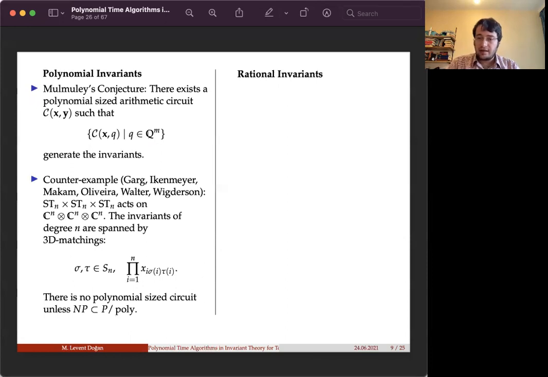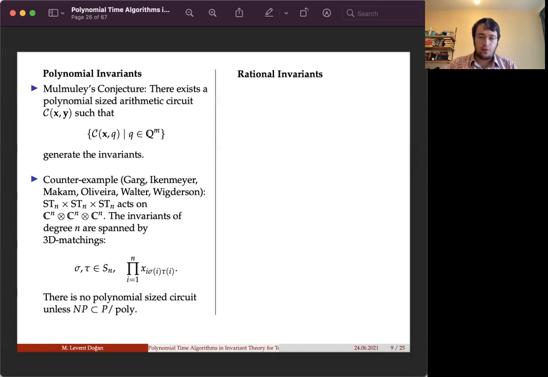There is a counterexample by Garg et al. The example goes as follows. We consider the threefold product of diagonal n by n matrices of determinant 1. This group, which is also a torus, acts on the three-fold tensor product. And what are the invariants? A generating set for the invariant ring is hard to describe, but let's just consider invariants of degree n. This n is the smallest degree that can occur for an invariant. These invariants of degree n are spanned by a special set of monomials called 3D matching monomials. They correspond to the perfect matchings of the complete tripartite, three-uniform hypergraph.